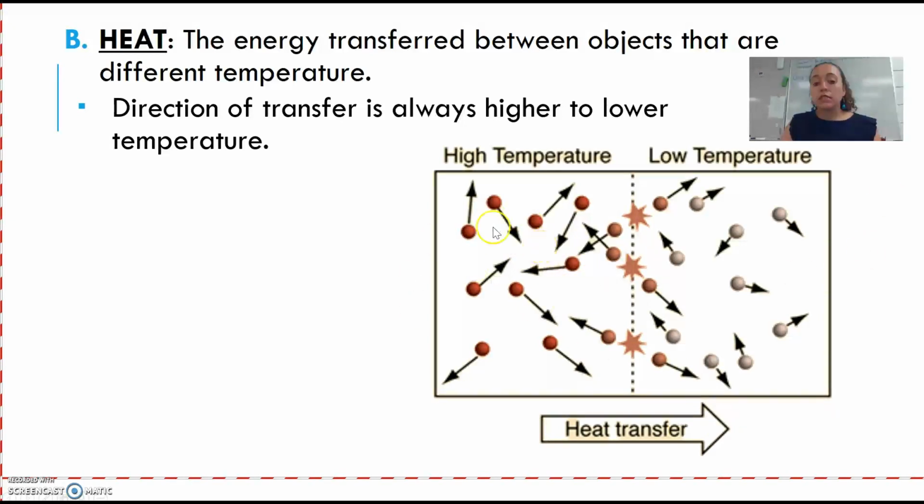Imagine this is a hot area, and this is a very cold area. This one is moving really fast, right? Because it's hot, it's moving really, really quickly. This is slow and low temperature. So what's going to happen is it's going to give energy to this, and then this will slow down, and this will speed up. So eventually they both end up with about the same energy. But it always transfers from high temperature to low temperature. So from high to low is always your heat transfer.